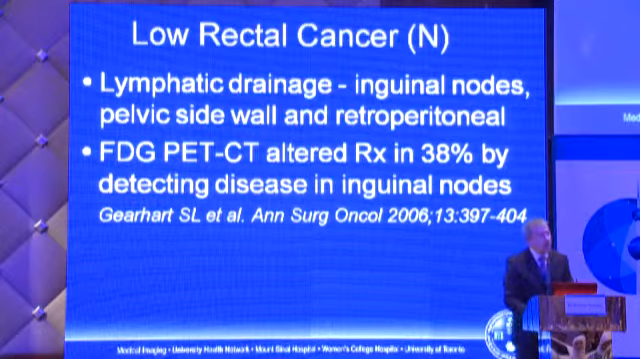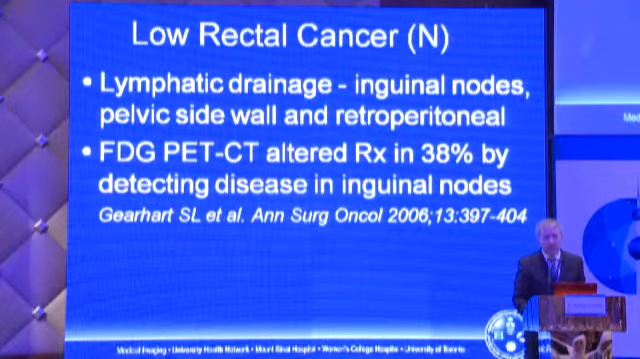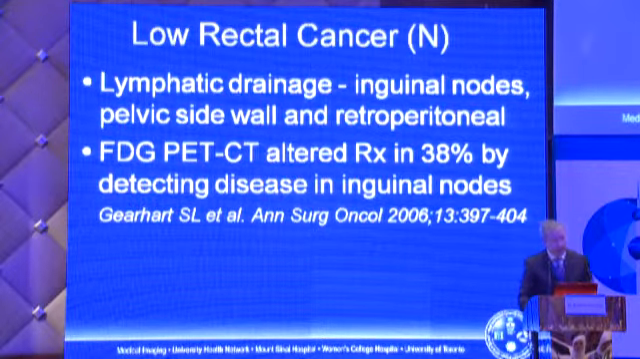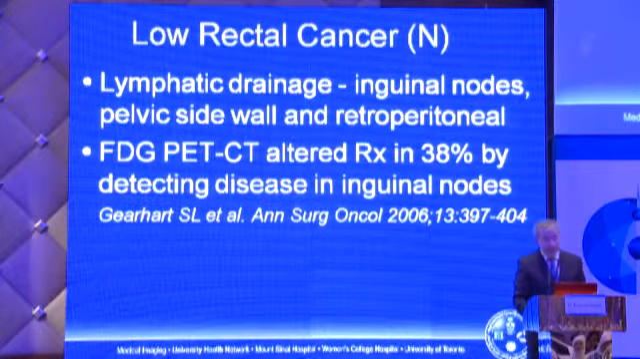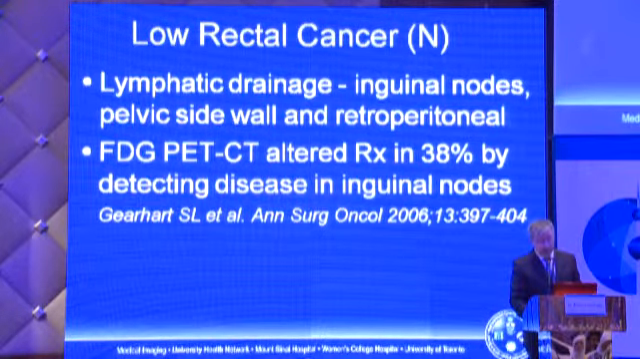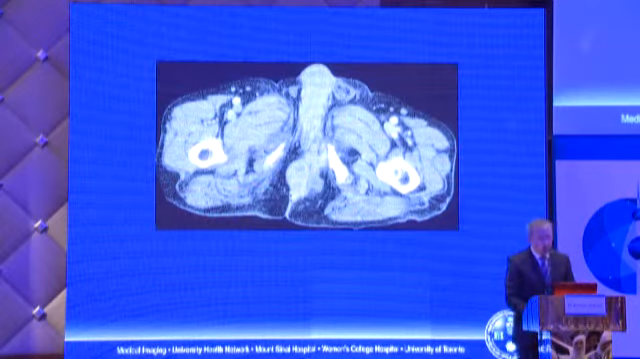Now, low rectal cancers are important when you're looking for nodal metastases, because they differ a little from other colorectal cancers in that they can also drain to the inguinal lymph nodes in addition to the pelvic sidewall and retroperitoneum. And there was a study on PET-CT in 2006 in the Annals of Surgical Oncology that showed that a PET-CT scan preoperatively altered treatment in up to 38% of patients. And a large alteration in treatment was due to the detection of disease in inguinal lymph nodes.